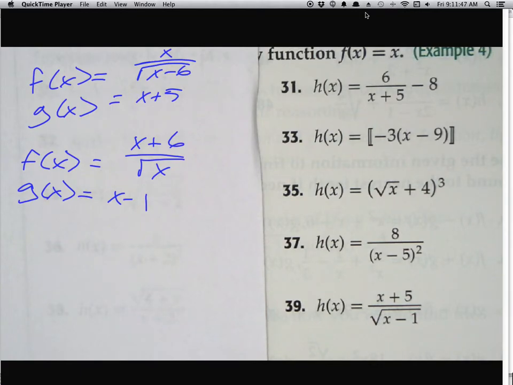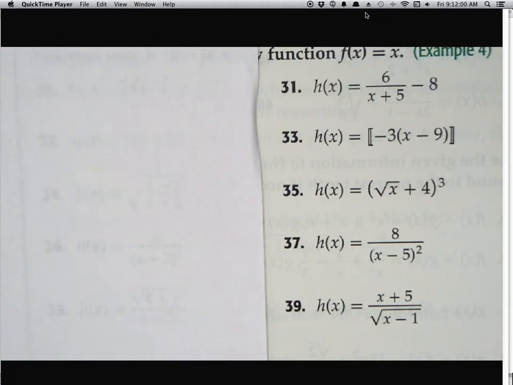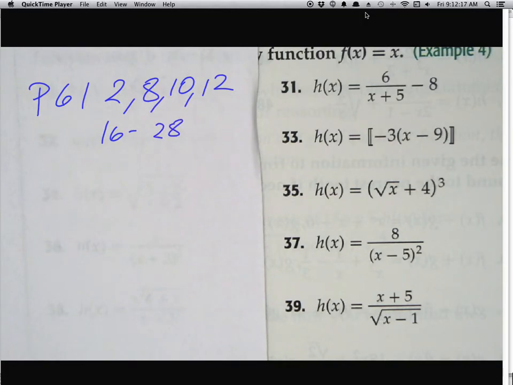Okay, so when you have multiple x's, it makes it a little bit trickier. So you've got to think just a little bit more. Alright, very good. So that is performing function operations and finding compositions of functions. Your assignment on page 61 is 2, 8, 10, 12, 16 to 28 even, and 30 to 38 even.